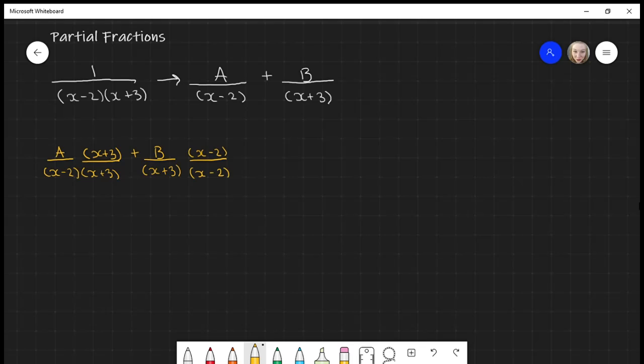From this expression, I'm just going to use the numerator. a times (x plus 3) plus b times (x minus 2) must be equal to 1, which is the numerator of our beginning function or beginning expression. I'm going to multiply this out. Then I'll group all of the like terms, so in this case group the x terms together.